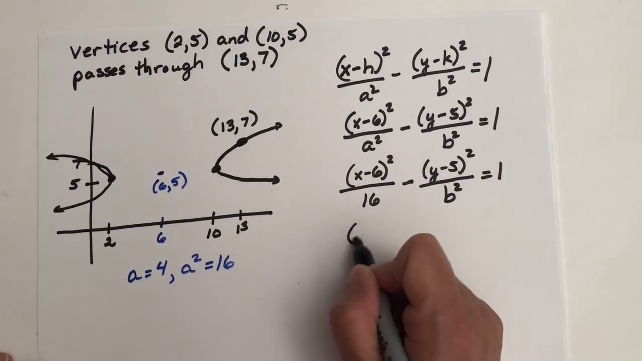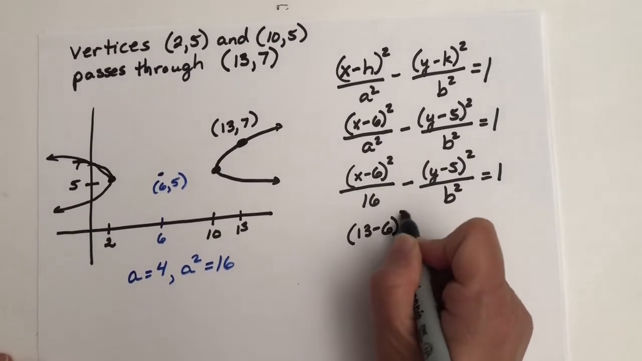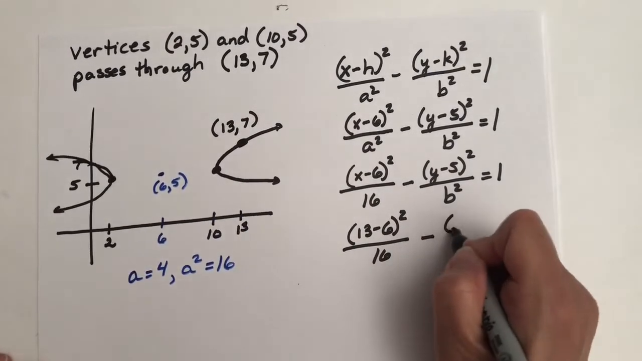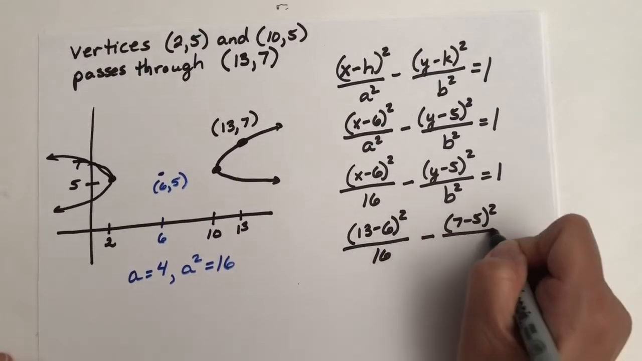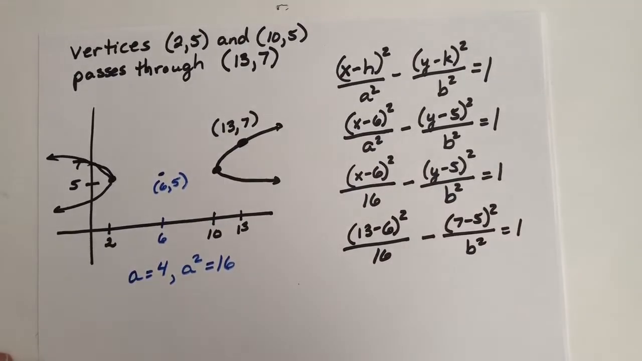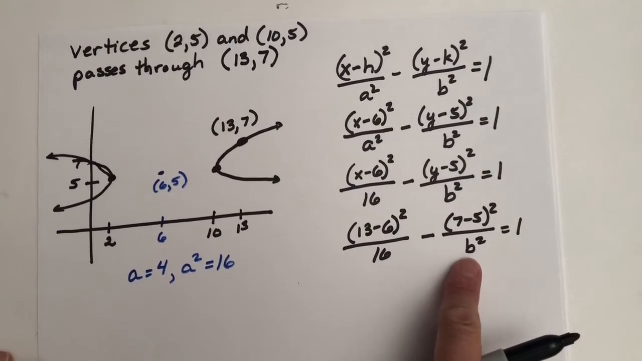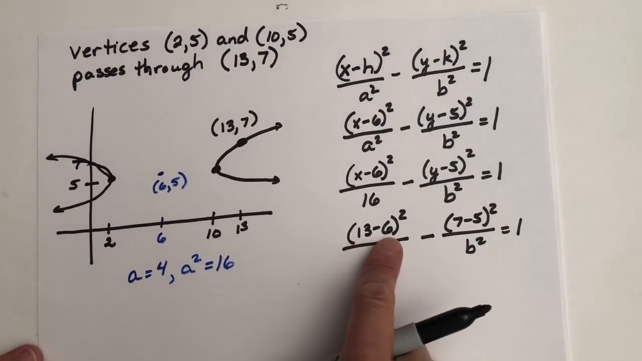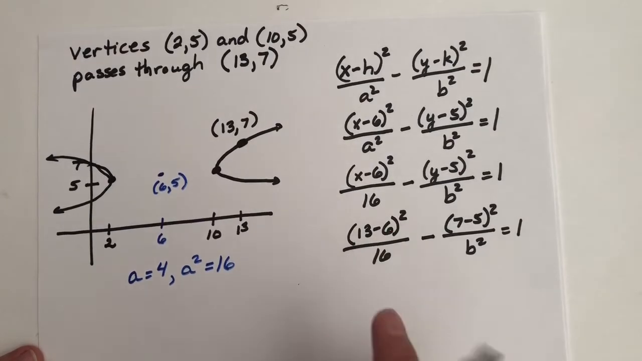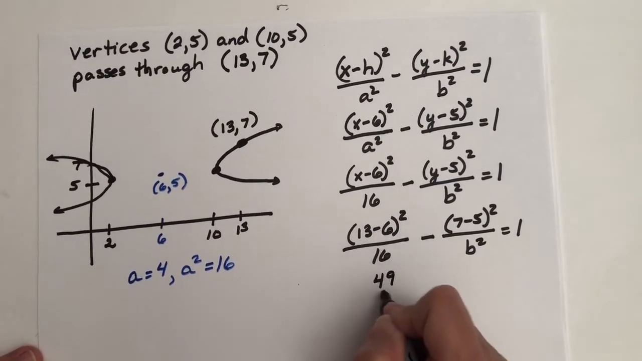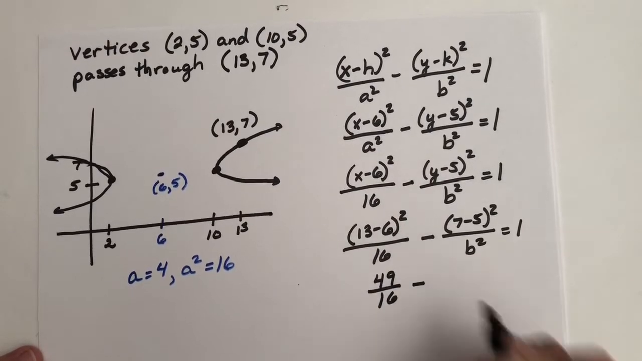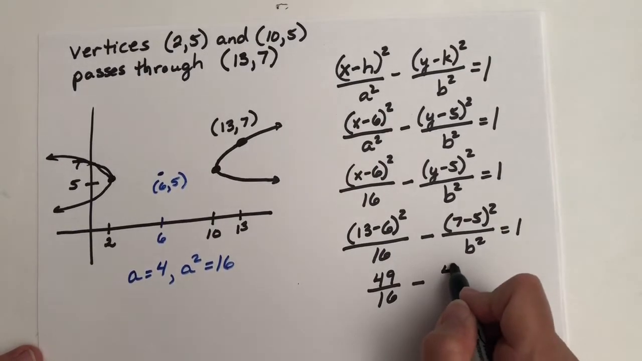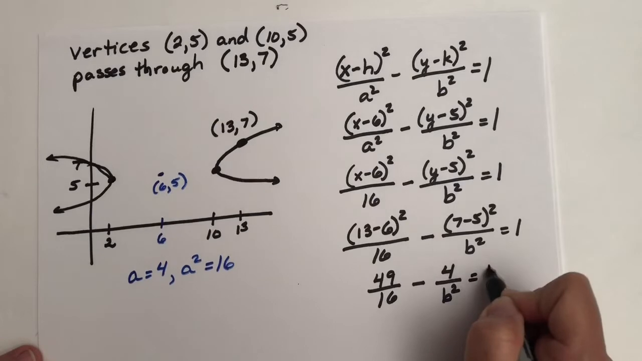So we have (13 minus 6) squared over 16 minus, now 7 goes in for the y value, and now we have an equation with b squared, our only unknown. So let's do some arithmetic here. Let's see, 13 minus 6 is 7. 7 squared is 49. So we have 49 over 16 minus (7 minus 5 is 2), 2 squared is 4. So we have 4 over b squared equals 1.